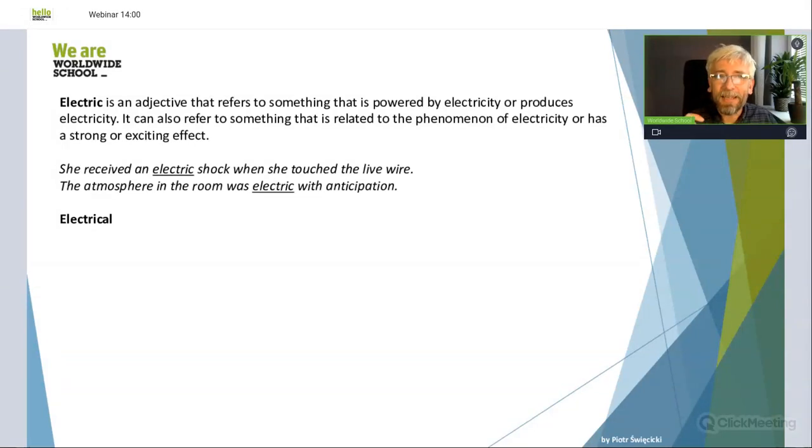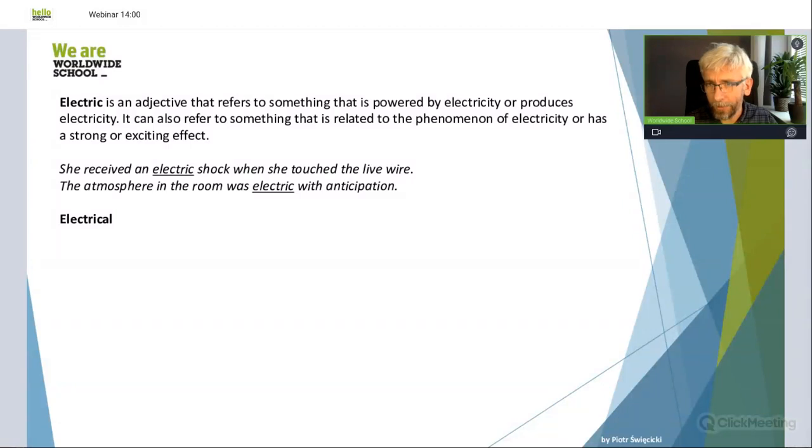She received an electric shock, so powered by electricity, yes. When she touched that wire, the live wire, pod napięciem, right, live wire, the atmosphere in the room was electric with anticipation. So it can be metaphorical, electric with anticipation, atmosphere, or something is electric, powered by electricity.